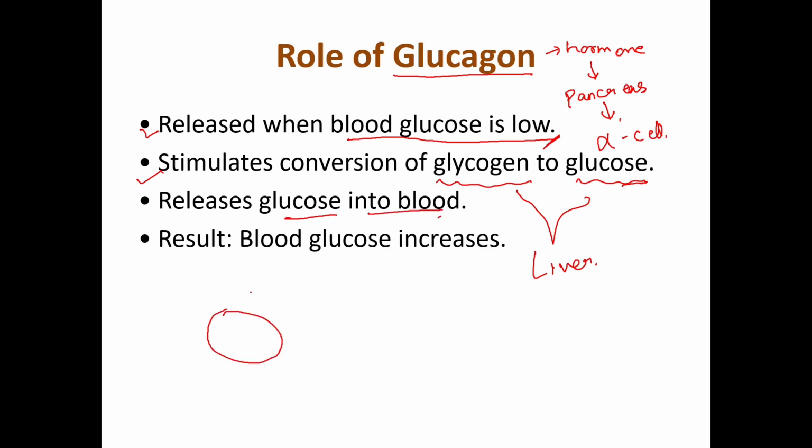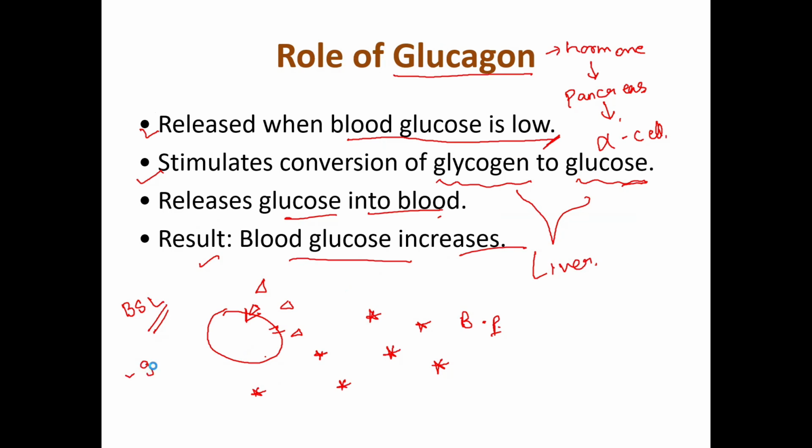This is a cell. Assume the triangle shape is glucagon. Now the glucagon attaches to the receptor, and then they block. They don't allow glucose to go inside the cells. So the amount of glucose automatically increases in the blood plasma, right? So the result is that blood glucose level increases. This is how the body maintains blood sugar level, or glucose level, up to 90 mg per deciliter.